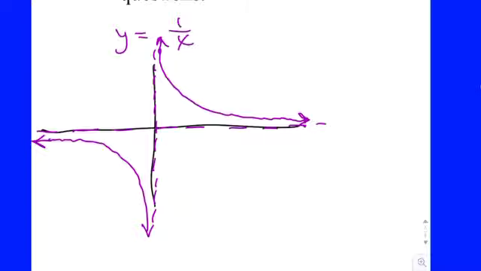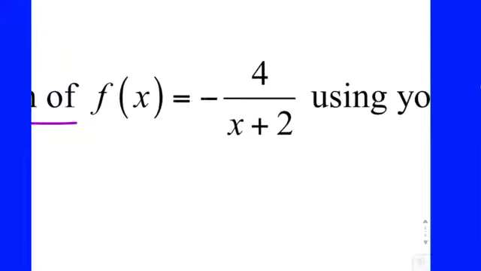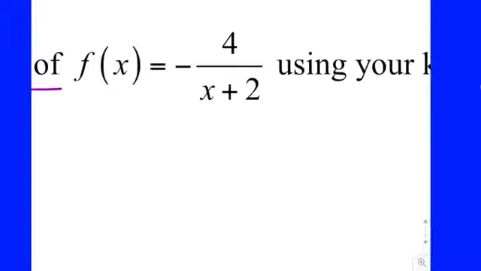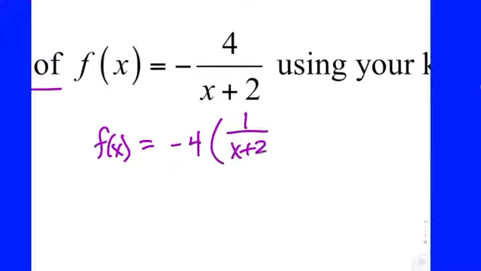This is what the graph of 1 over x looks like. So now what we're going to do is put this guy into standard transformation form and see if we can sketch what he looks like. To do that, the 4 on the top comes out front with the negative 4. We can pull that out front because it's really just negative 4 over 1.